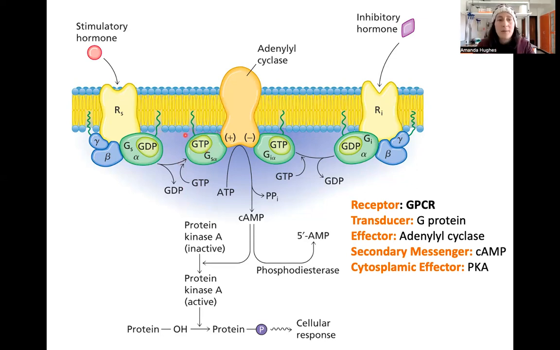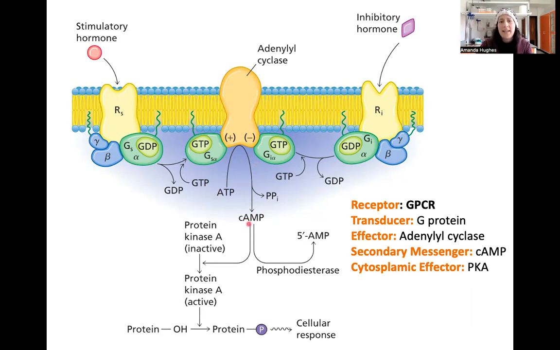The transducer subunit moves along the membrane until it hits adenylyl cyclase. This is the effector enzyme that's associated with the membrane. And that takes ATP within the cell and makes cyclic AMP. So our secondary messenger is that cyclic AMP molecule, and I'm going to walk you through the mechanism of how that cyclic AMP molecule is made from ATP in a couple of slides, but we'll get there.